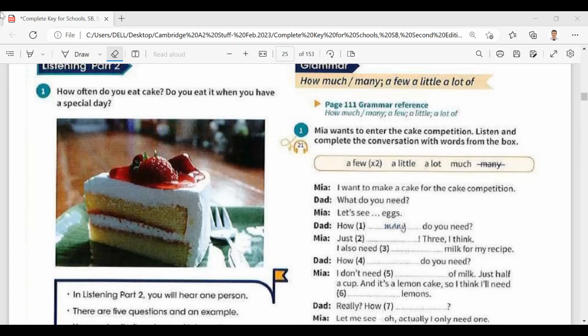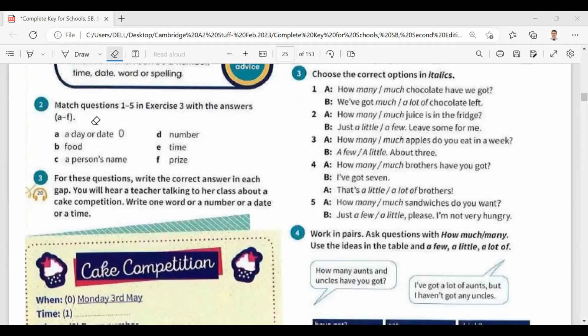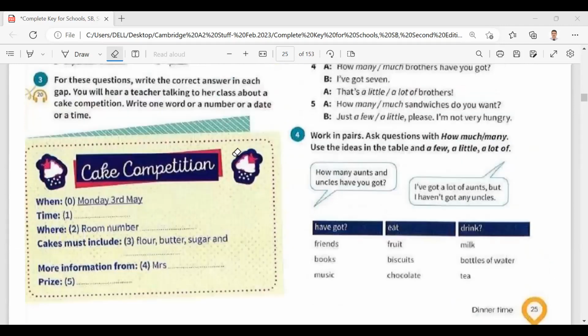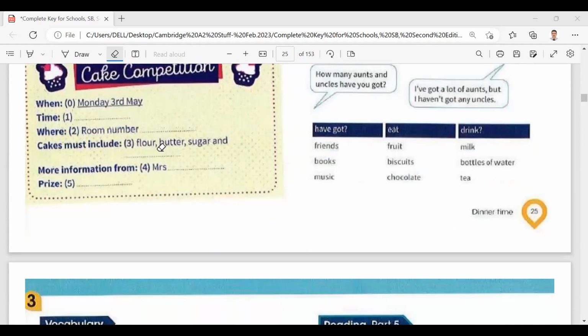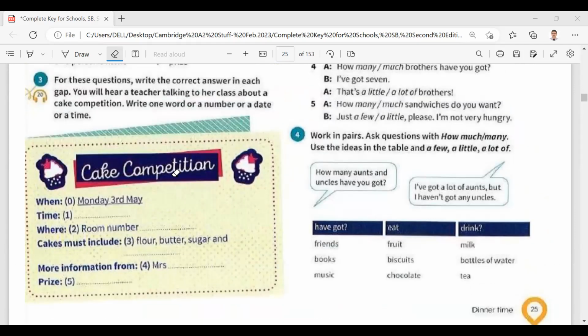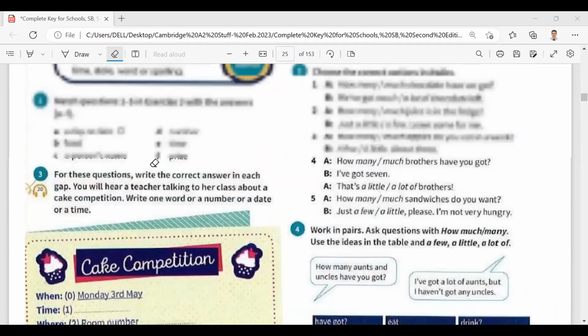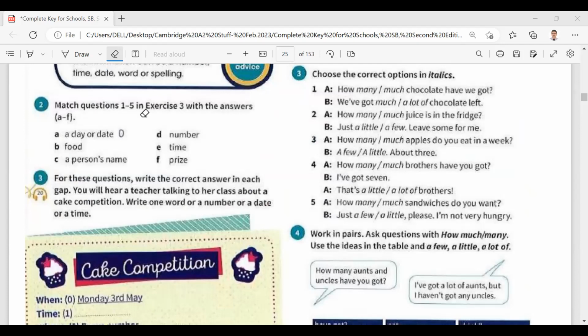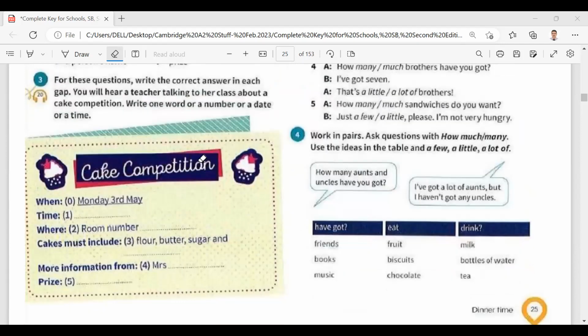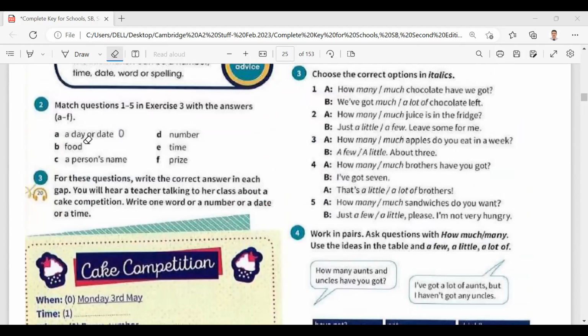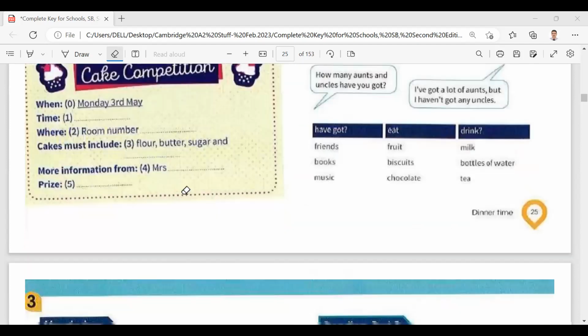Right. So now, Sarah, in this part, you will listen to a talk, two people talking together, and you need to complete the missing gaps. Again, complete the missing gaps by writing one word only. This word may be a date, a number, or a word, right? Okay. Match questions 1 to 5 in exercise 3 with the answers A to F: for example, a day or date, food, person's name, number, time, price. Can you match them with exercise 3?